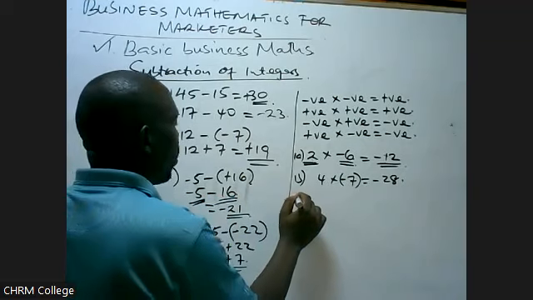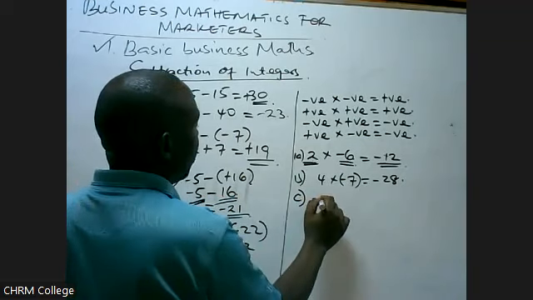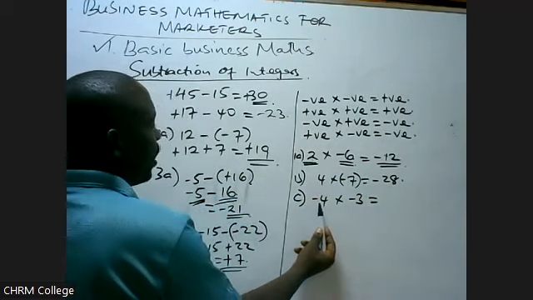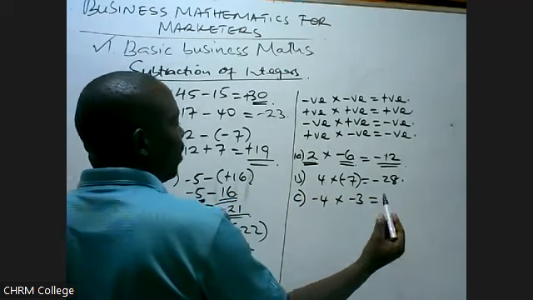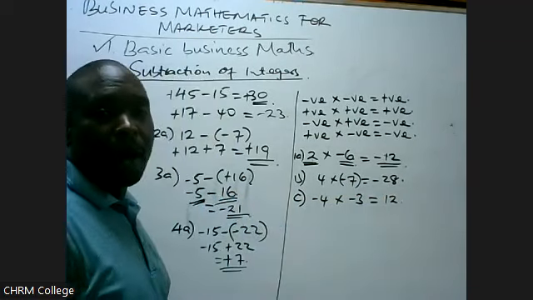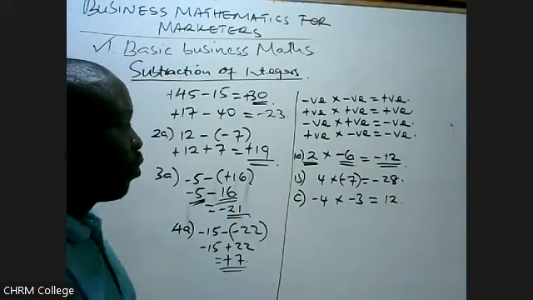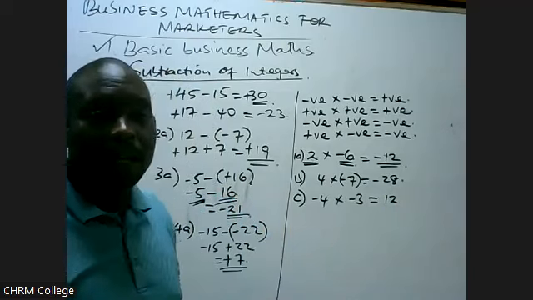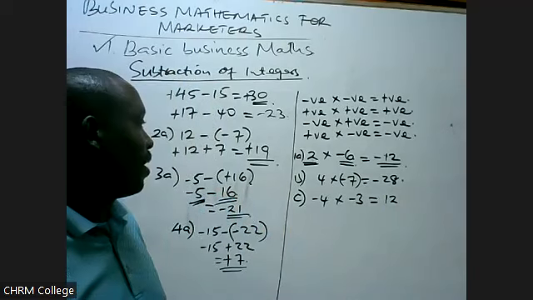But if, for example, you had C, that is negative 4 times negative 3. This is a negative integer multiplied by another negative integer. The solution will be a positive 12. A positive, it is not a must for you to write plus. When you leave it without any sign, it is known that it is a positive integer.